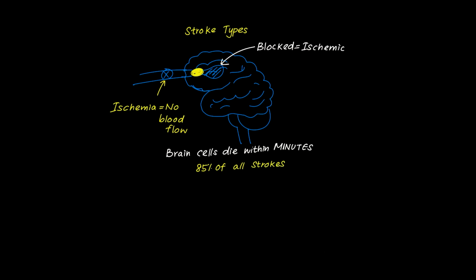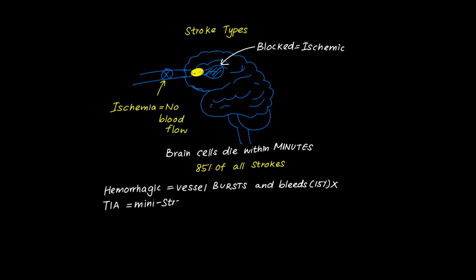That's why stroke is called a brain attack. Time is critical. The other 15% of strokes are hemorrhagic. That's when a blood vessel in the brain bursts and bleeds. Different mechanism, different treatment. A transient ischemic attack, or TIA, is sometimes called a mini-stroke. Symptoms resolve quickly because the blockage clears. An aneurysm rupture is a type of hemorrhagic stroke, not ischemic.